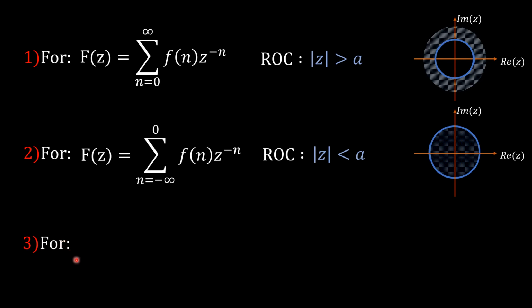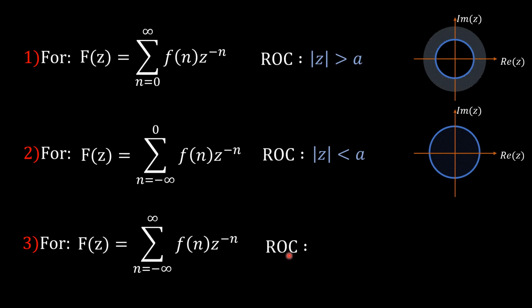Third, for f of z equal to the summation from n equal to minus infinity to infinity of f of n z raised to minus n, the region of convergence is the annulus, that is a less than mod z less than b. It is the region which lies between two concentric circles: mod z greater than a and mod z less than b. Mod z greater than a is the region outside the circle mod z equal to a, and mod z less than b is the region inside the circle mod z equal to b.